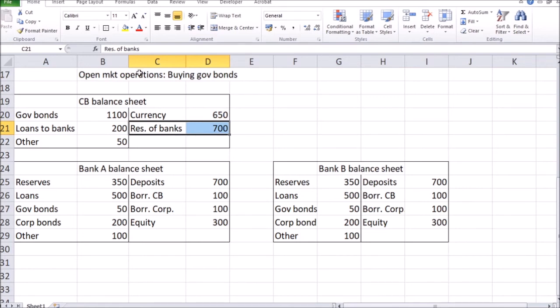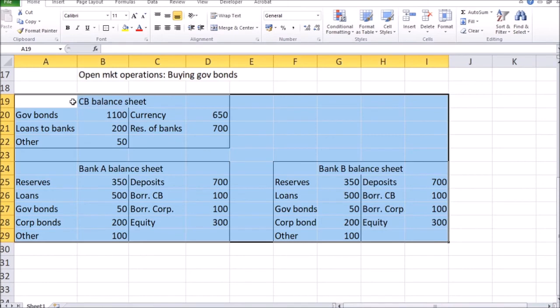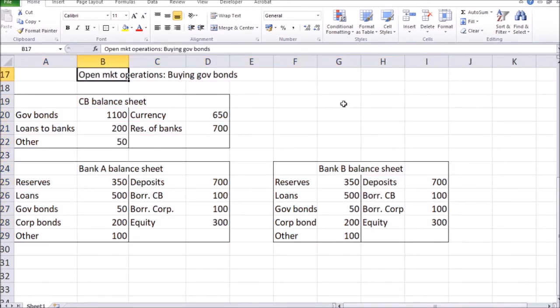Next, let's have a look at what happens to these balance sheets, to the banking system, when the central bank sells government bonds. So let's say the central bank wants to sell government bonds for the value of, let's say, 200. That's selling, let's say, 100 worth of government bonds to each of these commercial banks. On the asset side, the central bank will have less of government bonds. That's down from 1100 to 900, decreasing the amount by 200.